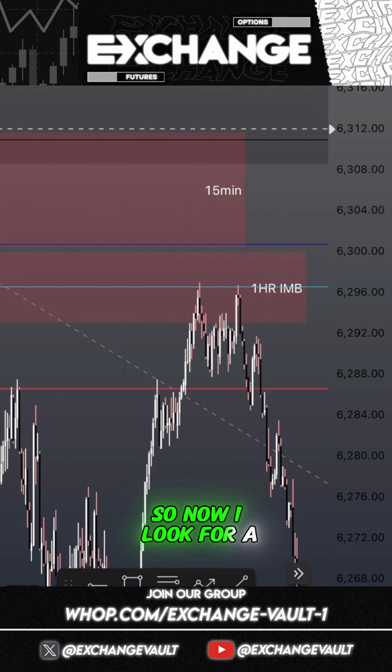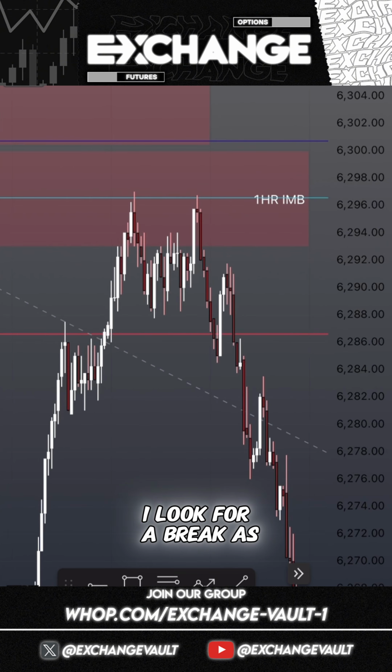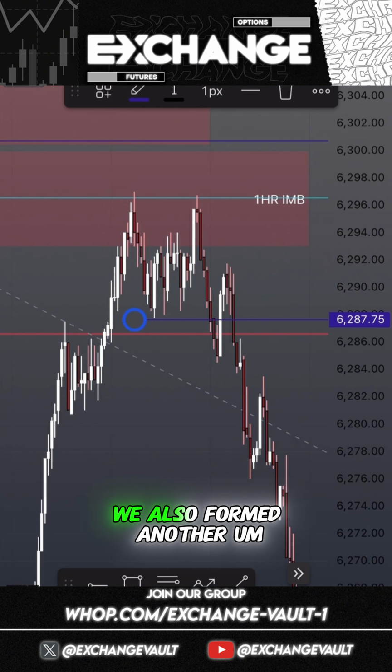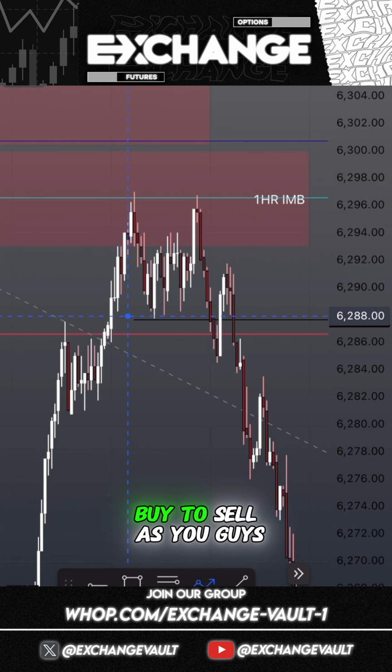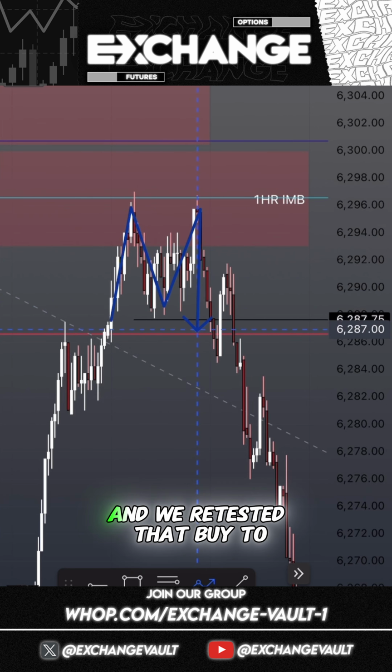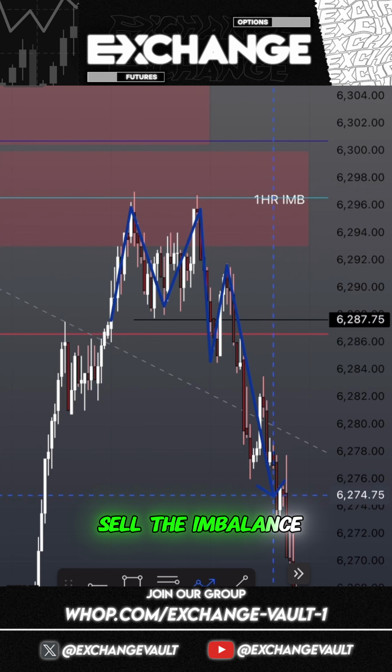So now I look for a break on a smaller time frame. So meaning on the 1 minute, I look for a break as well. So we broke the lows on the 1 minute, right? As you guys can see here, and we didn't close above the highs. We also formed another buy to sell, as you guys can see here, another buy to sell, meaning an M, right? And we retested that buy to sell, the imbalance. That's where we took the entry.